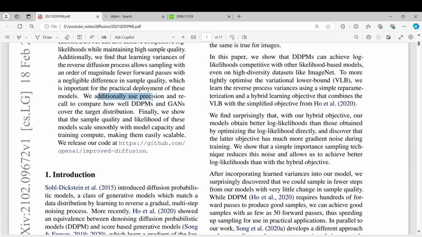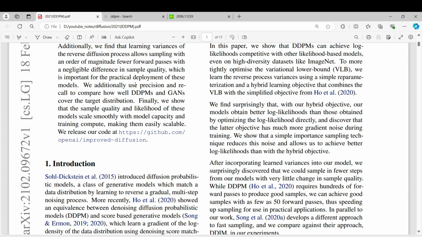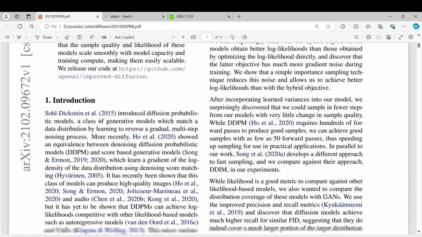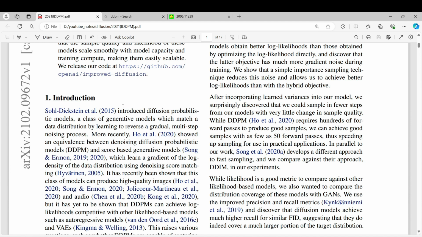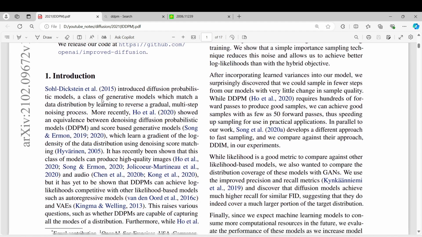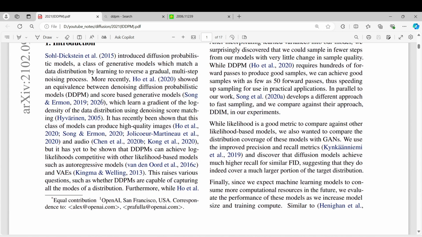They are using precision and recall to compare how well they cover the target distributions, and we show that sample quality and likelihood of these models scale smoothly with model capacity and training compute, making them easily scalable. They are highly scalable, as we looked at in the first video. If we increase the compute, they give predictable results. And they are just giving some introduction.